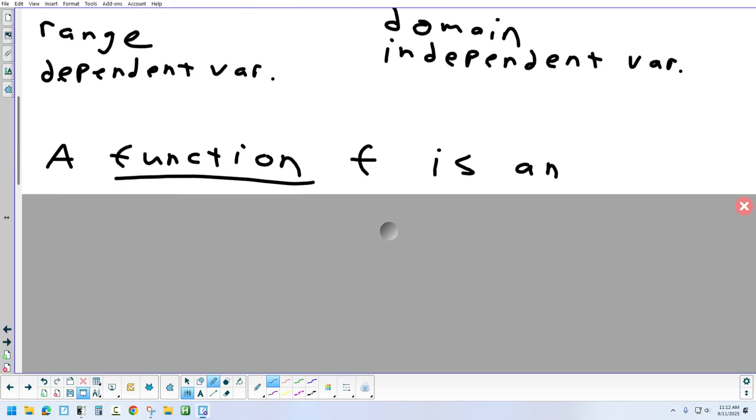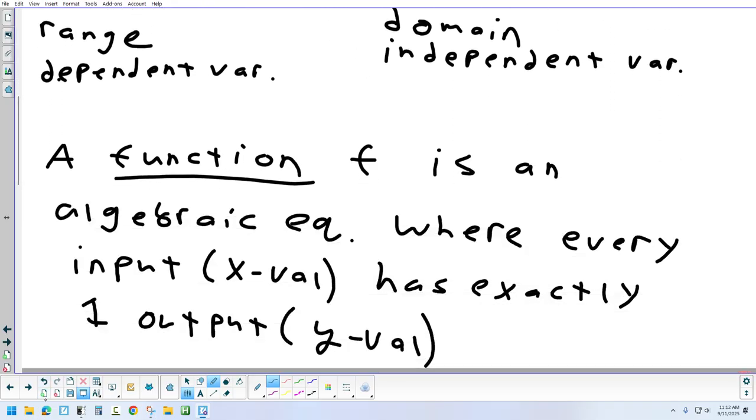Okay, so what makes something a function? That's the definition of a function. When you plug in a number for x, you get exactly one answer for y.